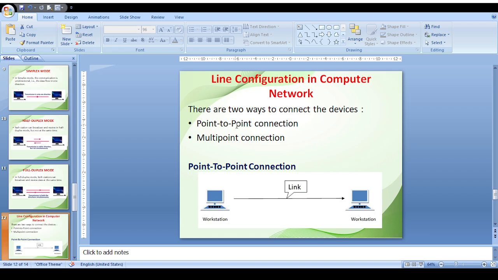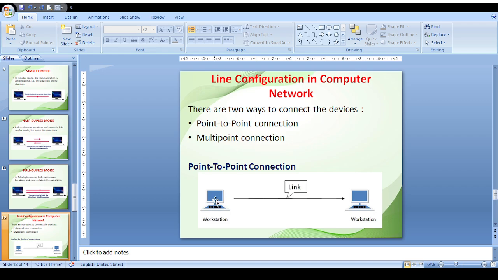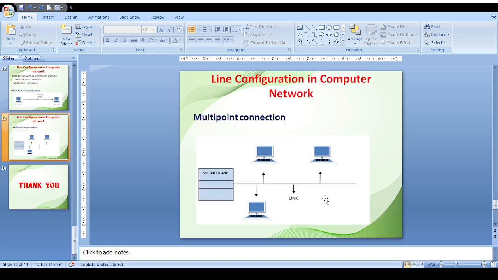Let's look at point to point. Point to point line configuration provides a dedicated link between two devices. Now the multi-point: in a multi-point line configuration, more than two specific devices share a single link. Multiple devices will be connected in a single link.